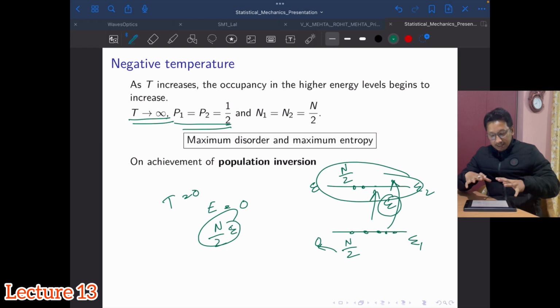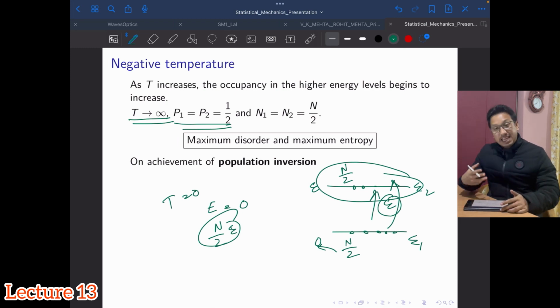And this population inversion is achieved only by supplying extra energy to the system. There are so many ways, so many methods of achieving this population inversion, but somehow an external agency or external energy is required to be supplied to the system. Somehow the internal energy of the system is increasing, but that is resulting in a negative temperature. So that's why this negative temperature is hotter, or higher, than the positive temperature. I hope this is clear.